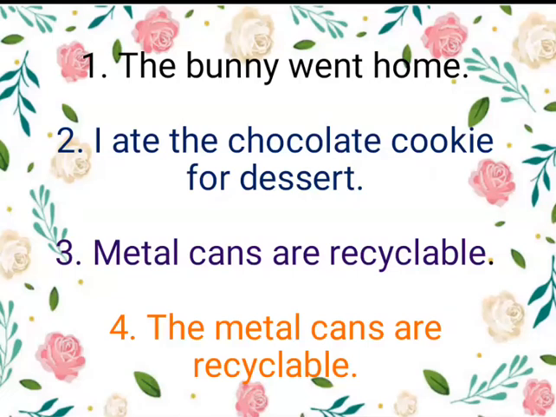Now let's check another sentence that has a word that is introducing or describing a noun. Number two, I ate the chocolate cookie for dessert. Here the word chocolate is describing the noun cookie, and the word coming before chocolate is "the". Your "the" is your determiner. Number three, metal cans are recyclable. Here we don't have any determiner. Number four, the metal cans are recyclable.